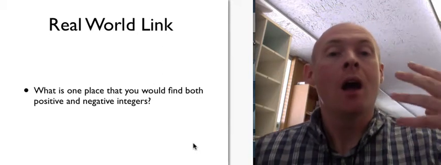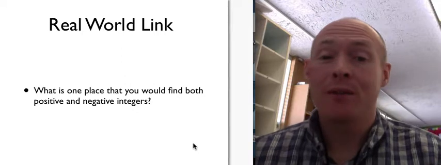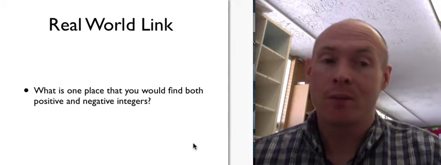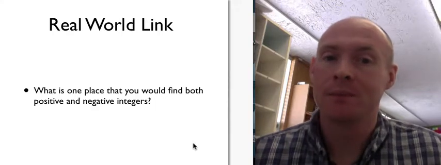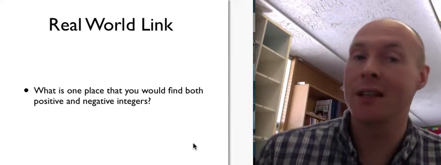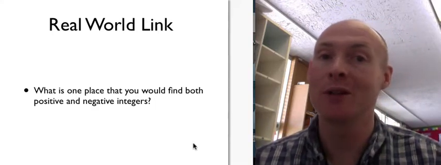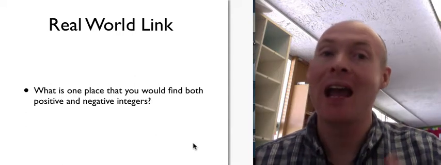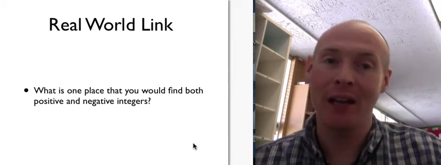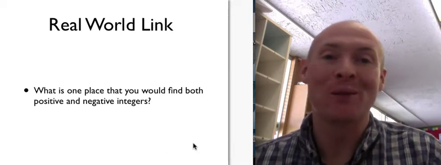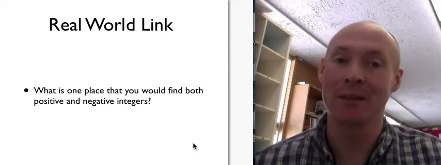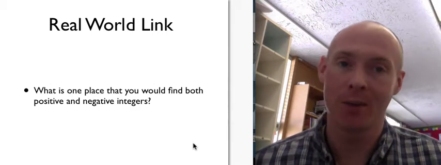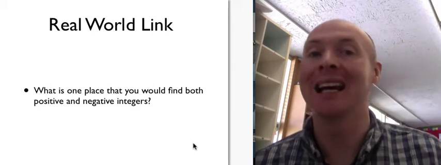Okay. Real world link. A place you'd find positive and negative integers. Well, one thing that pops into my mind is a thermometer. Temperature measured in degrees. Typically in the summertime, we're dealing with all positive numbers. 80 degrees is a positive 80. Right now, though, we're in the middle of winter, and looking at the temperature forecast, we're going to be in the negatives tonight. A -4 is what they're calling for. That's 4 less than 0.